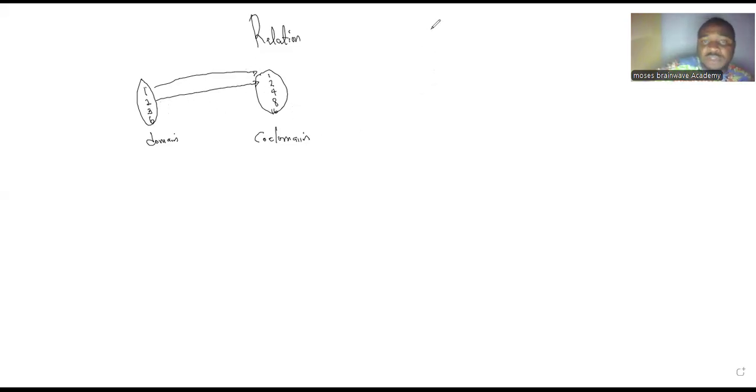So we have types of relation. We have 4 types of relation. Number 1 is 1-to-1. Now, what does 1-to-1 mean? 1-to-1 simply means every element in the domain has exactly one element in the codomain.